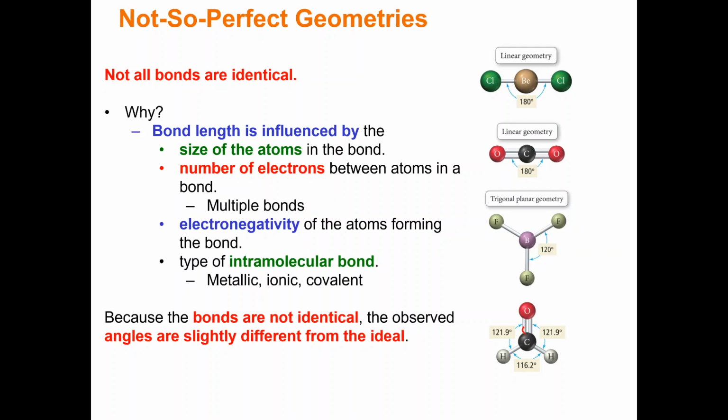I'm not going to expect you to know every single one of these. What I might expect you to know, though, is what effect it has. In other words, would it be bigger or smaller? How is it going to affect that bond? Because not all bonds are identical, the angles of the atoms will be slightly different.